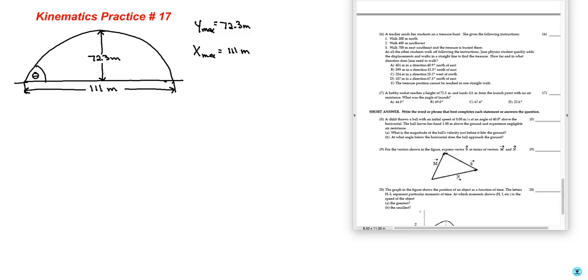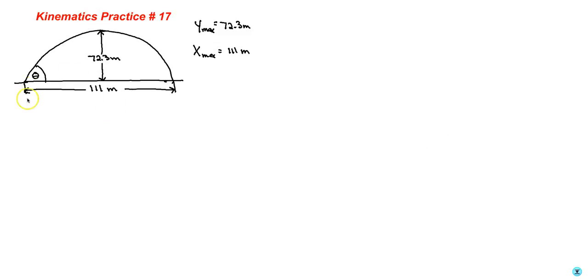All right, so if we're looking at this problem, I've drawn a little path for the rocket, a nice parabolic path. We're going to have to assume that it starts and lands at the same height. So we've got a maximum height of 72.3 meters and a maximum range that they tell us of 111 meters. And again, they would like to know what is the angle that it gets launched at.